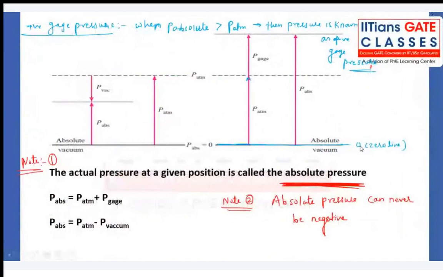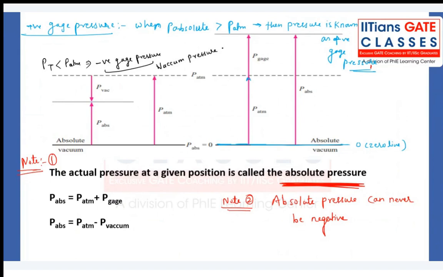Sometimes the total pressure might be lower than atmospheric pressure. When the total pressure, meaning absolute pressure, is less than P atm, you will have a negative gauge pressure. That negative gauge pressure is called vacuum pressure.